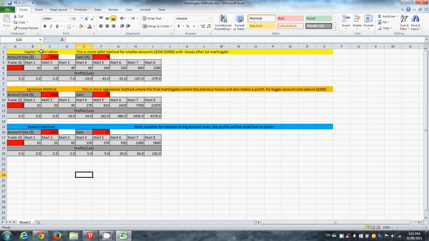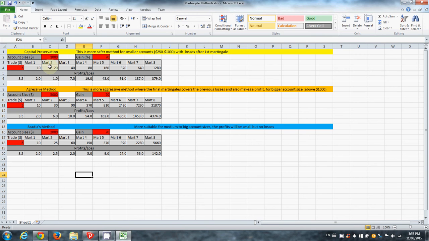So basically, I have talked about three types of martingales here. The first two are those that Julian has also talked about in his webinars, and he has also posted some of the notes under files in his teachings. The first method is called capital preservation, and this is highly recommended and the right way to go for those who have smaller size accounts, because if you have anything less than $1,000, going for an aggressive method is not recommended. So let's have a look.